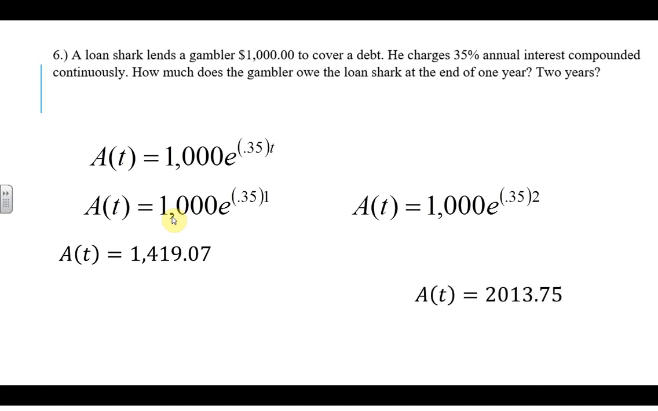So then they want to know after 2 years. You do the same thing, plugging in 2. And you owe him almost double what you originally borrowed. And that was only after 2 years.